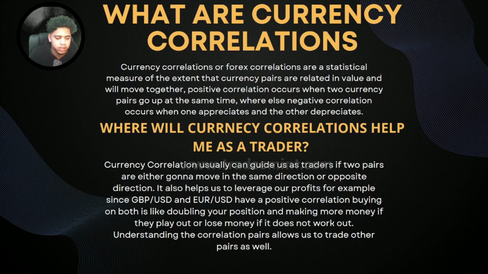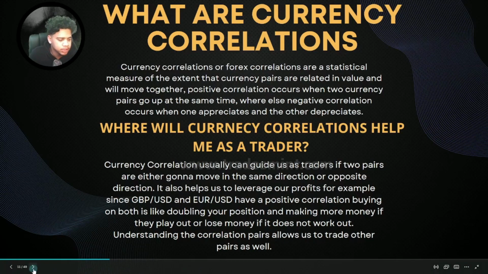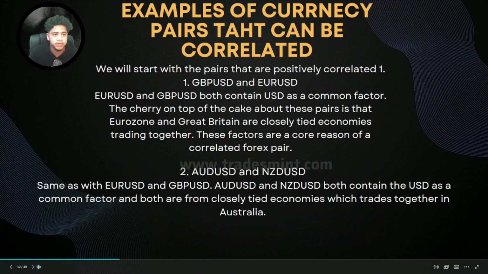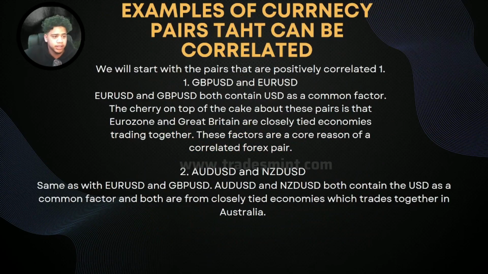In the next slide, let's go to the next slide. Examples of currency pairs that can be correlated. We will start with the pairs that are positively correlated. Number one, GBP USD and Euro USD.